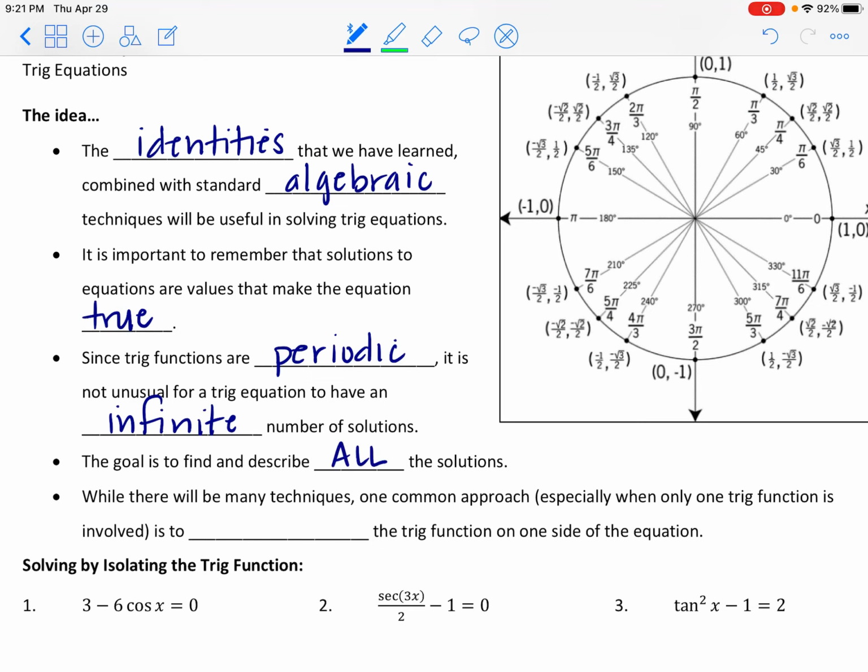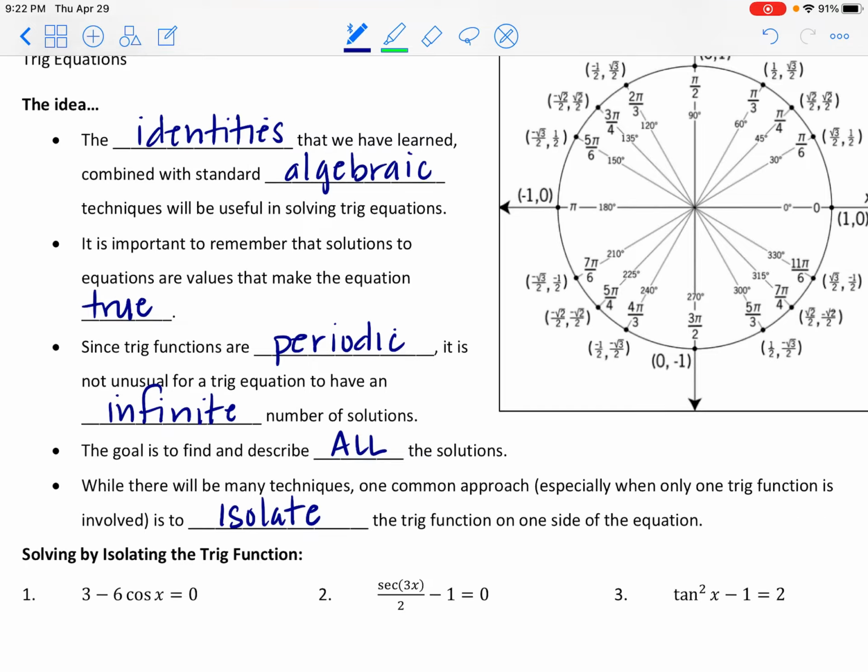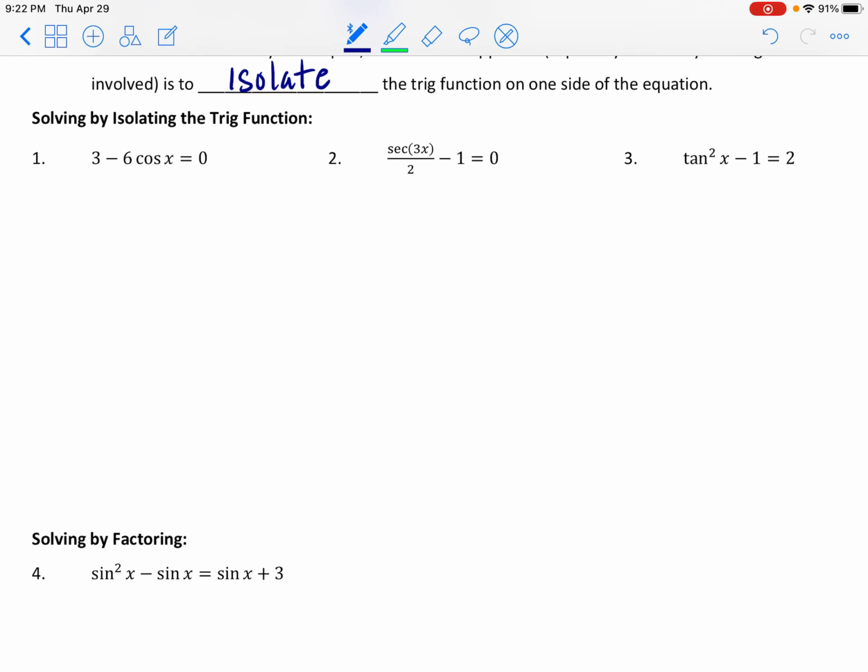Okay, all of them. There are going to be a lot of techniques that we're going to look at, but one common approach, one general strategy, especially if there's just one trig function involved in your equation, is to isolate that trig function, to get it all by itself on one side of the equation. So let's try to get the trig function by itself and see if we can solve from there. It's when we start introducing multiple functions, for instance a sine and a cosine in our equation, that generally the identities will come into play. So let's look at a few where we can solve by isolating.